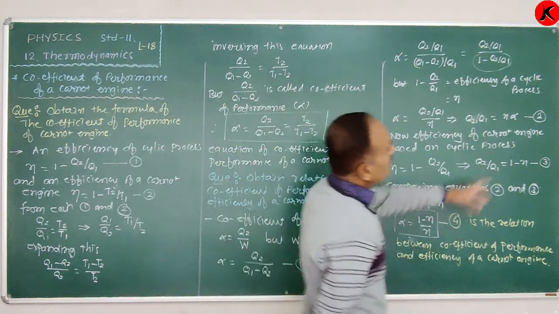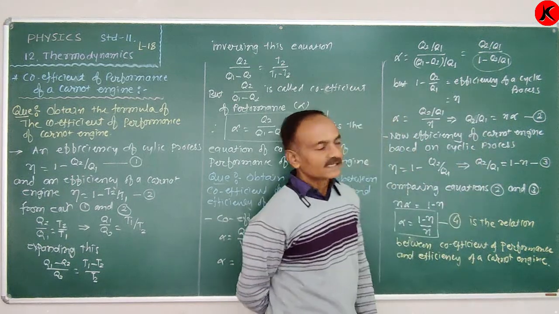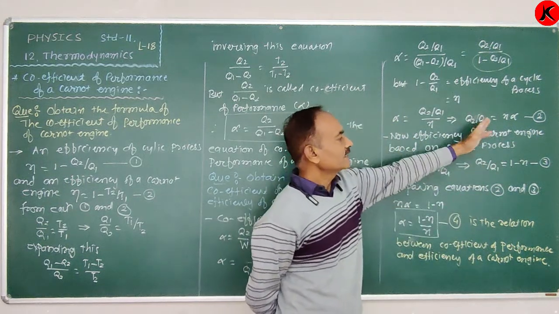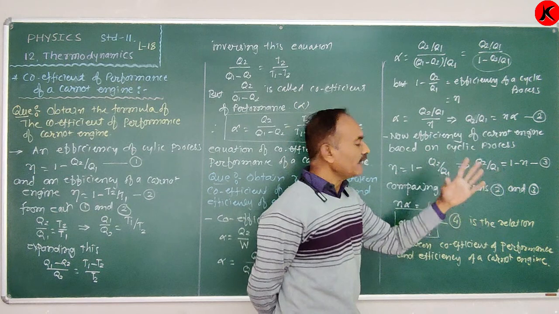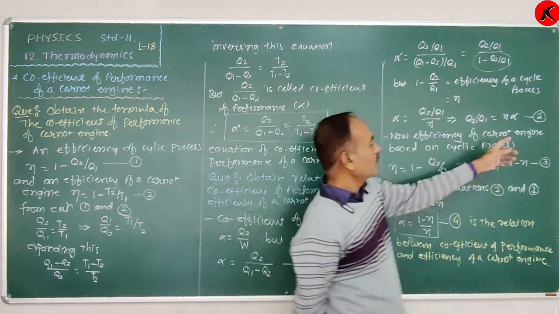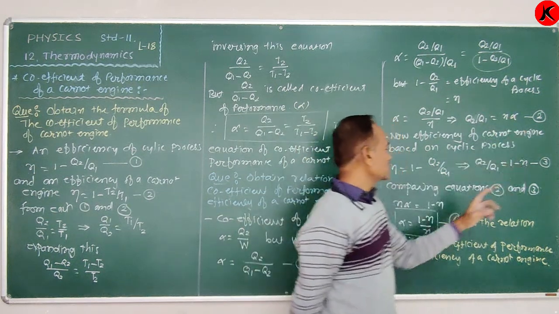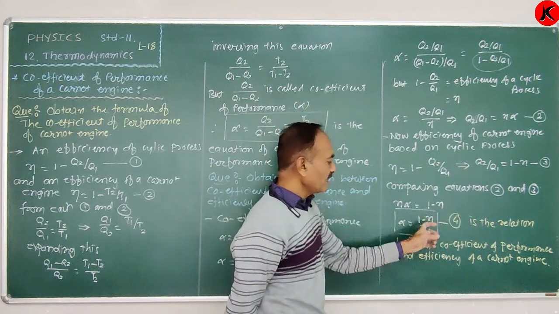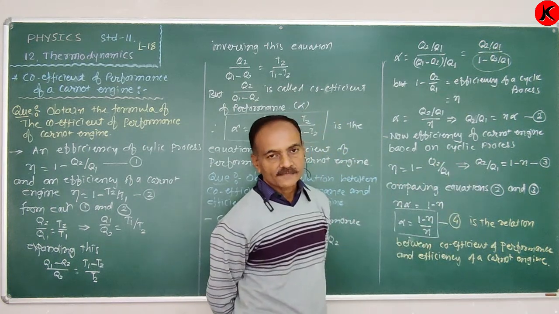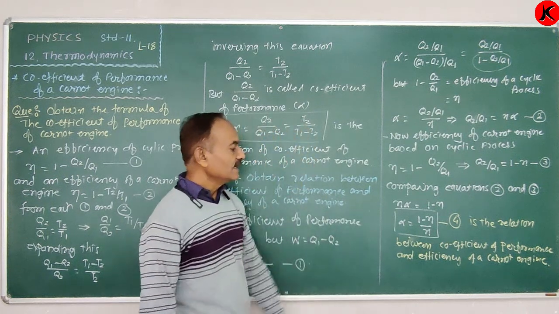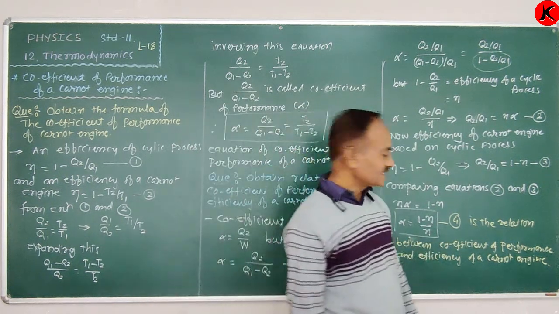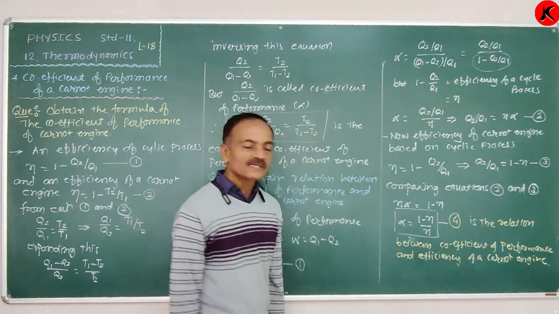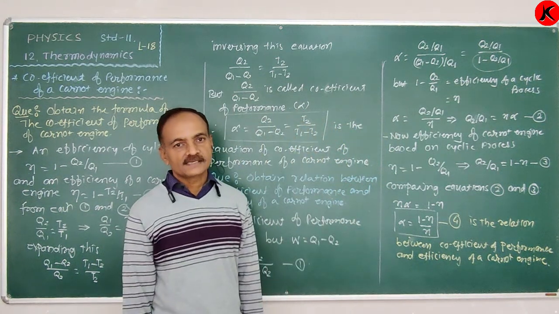Now, the left-hand sides of equation 2 and equation 3 are the same. Therefore, comparing equations 2 and 3, N alpha is equal to 1 minus N. Therefore, alpha is equal to 1 minus N upon N. This equation is the relation between coefficient of performance and efficiency of a Carnot engine.